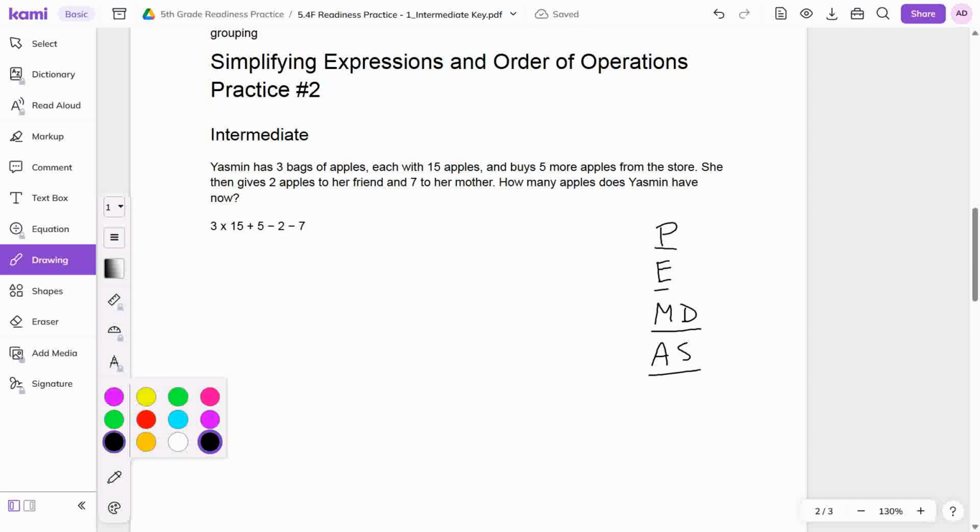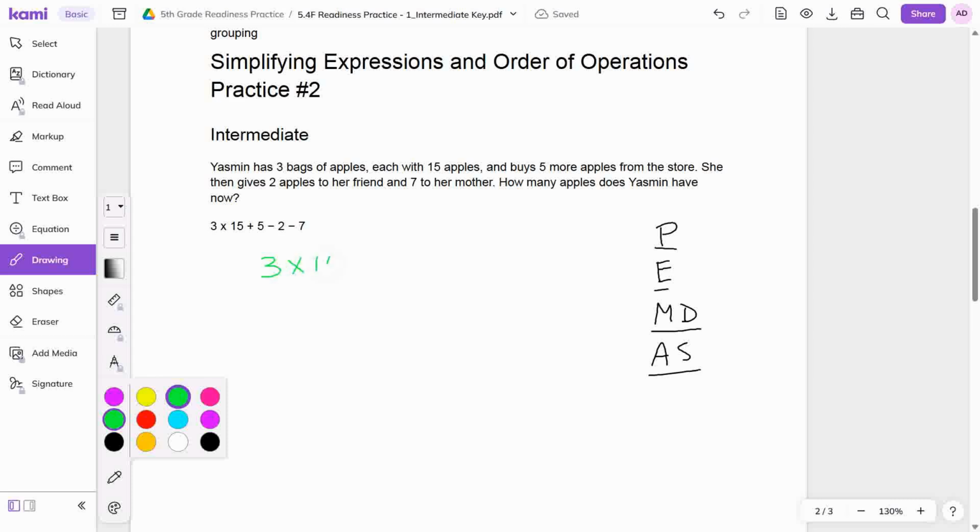Now we've got a little bit of a larger one here, and so let's do our rewriting, and we are going to multiply first again, but it's within a word problem. So Yasmin has 3 bags of apples, each with 15 apples. That's where the 3 times 15 is going to come from.